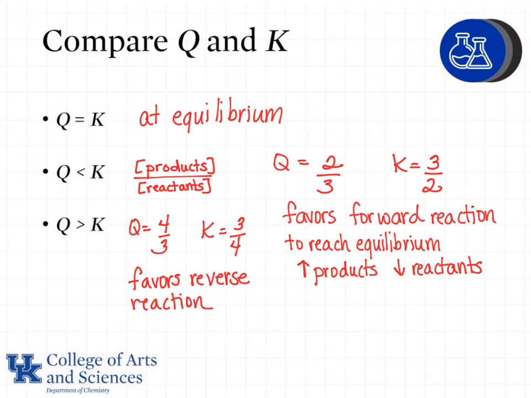When we favor the reverse reaction, we're going to increase the amount of reactants, which is in the denominator, and we are going to decrease the amount of products, which is in the numerator. This will reduce the value of Q until it's equal to K, and we are back at chemical equilibrium. Reactions will proceed in order to reach chemical equilibrium on their own. That ratio is where the system is happy.